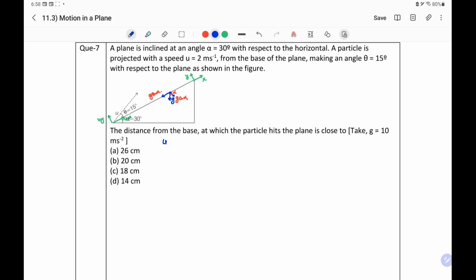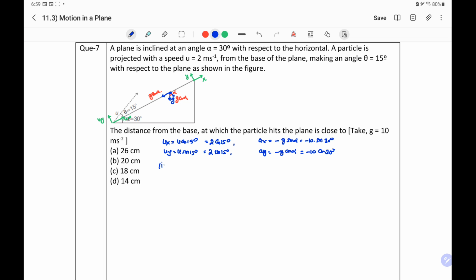Therefore we can write that horizontal component speed is u cos 15 degree and uy is equal to u sin 15 degree. Because u is 2 meter per second, we can write it as 2 cos 15 degree and 2 sin 15 degree. Similarly, acceleration along the x-axis is minus g sin alpha, that is equal to minus 10 into sine of alpha, 30 degree. And ay will be equal to minus g cos alpha, that is equal to minus 10 cos 30 degree.